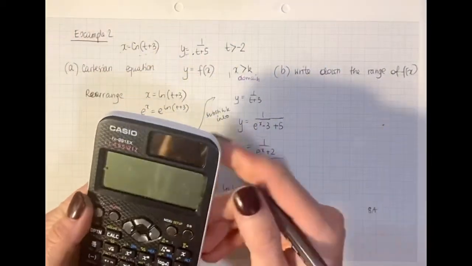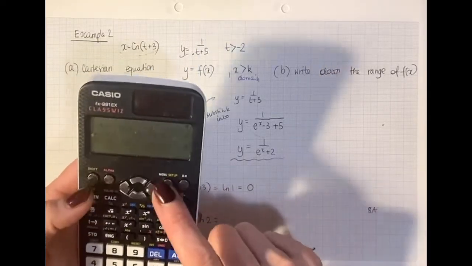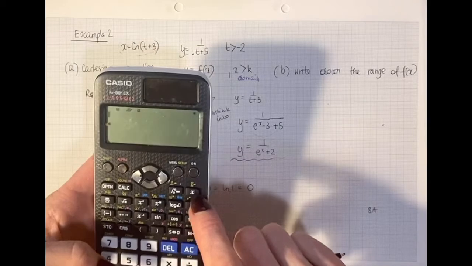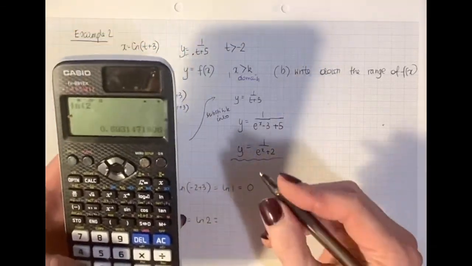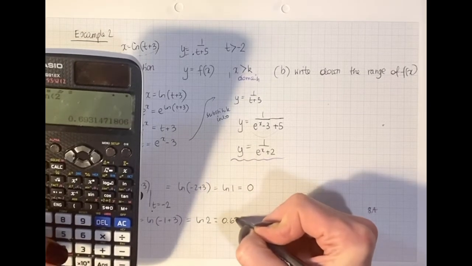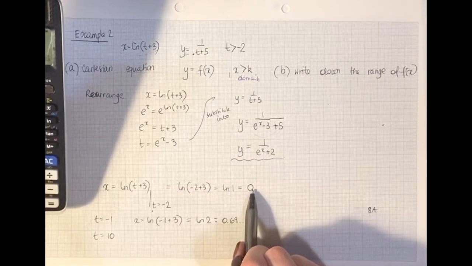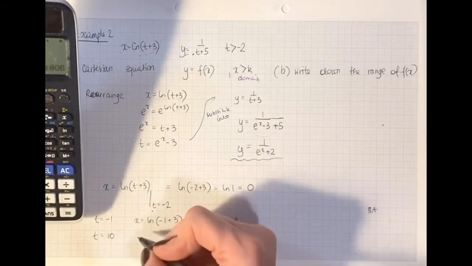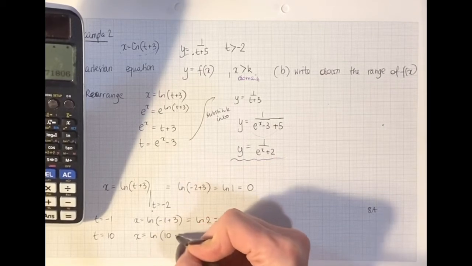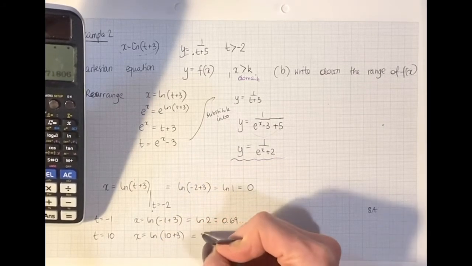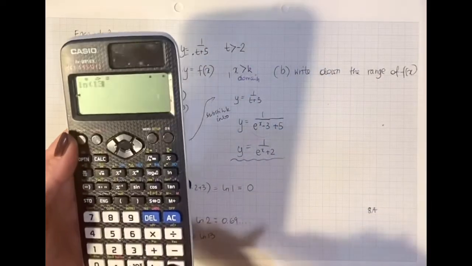Let's just get the, there you go, ln 2. Okay, so that's 0.69. So clearly it's getting bigger, because we had 0 before, now it's bigger. Let's try 10. So if I put 10 plus 3, so ln 13. So what do I get if I put ln 13?